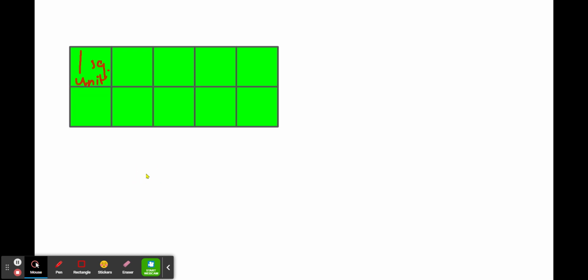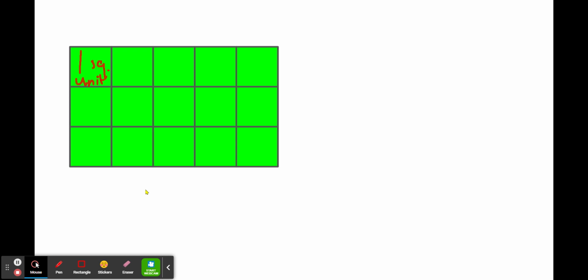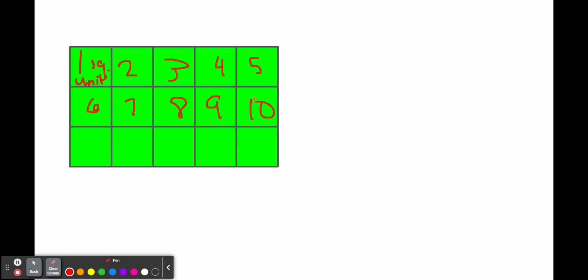Now I'm going to go ahead and make another row of 5 square units and a third row of 5 square units. So how many square units do I have in all? Let's go ahead and count them. So I have 1, 2, 3, 4, 5, 6, 7, 8, 9, 10, 11, 12, 13, 14, 15. So this rectangle's area is equal to 15 square units.